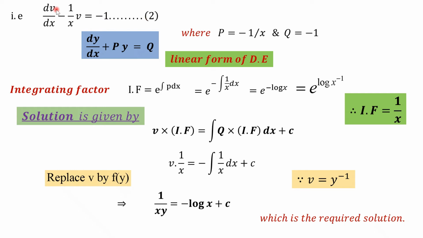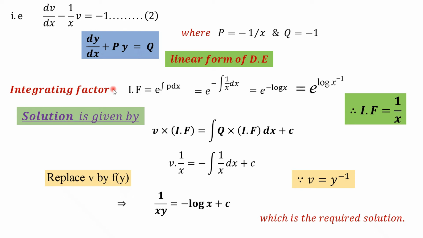There are two variables, v and x. v is the dependent and x is the independent variable. The value of p is -1/x and the value of q is constant, that is q = -1. Compare equation 2 with the standard linear form dy/dx + py = q. It is the linear form of differential equation in v.